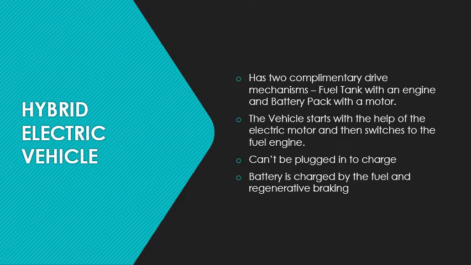The next type is a hybrid electric vehicle or an HEV. As the name suggests, it has two complementary drive mechanisms, a fuel tank with an engine and a battery pack with a motor. The vehicle starts with the help of the electric motor and then it switches over to the fuel engine. An important point to note here is that it can't be plugged in to charge. The battery is charged by the fuel and regenerative braking. We shall see more about regenerative braking in the upcoming slides.